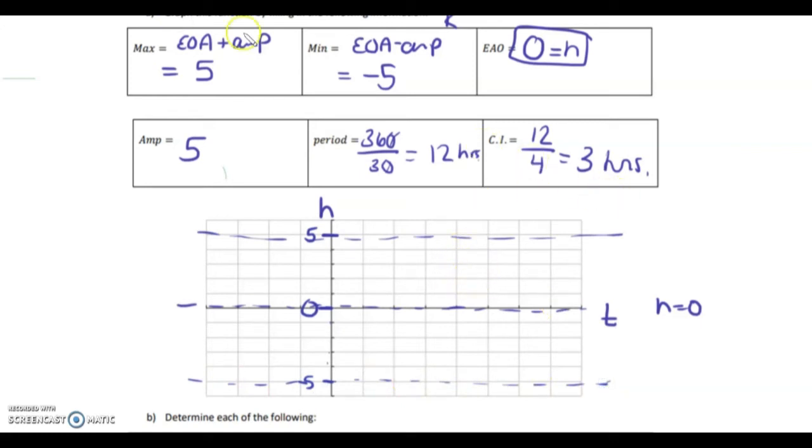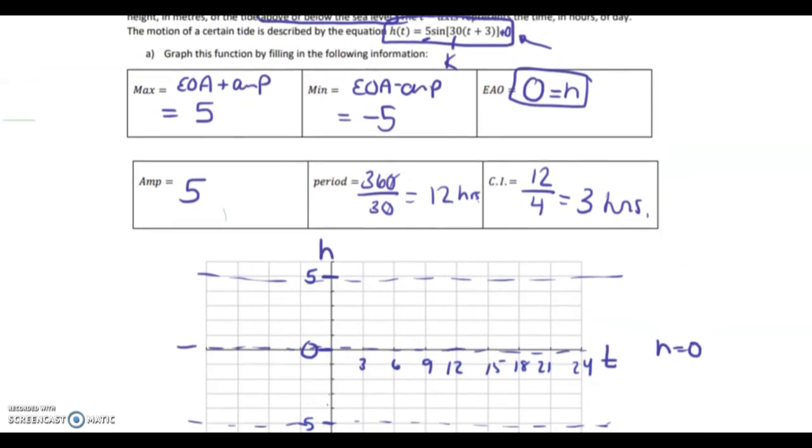Okay, our critical interval is 3 hours. So we're going to go 3, 6, 9, 12, 15, 18, 21, 24. 24 hours, that's one full day. Okay, so let's graph this.